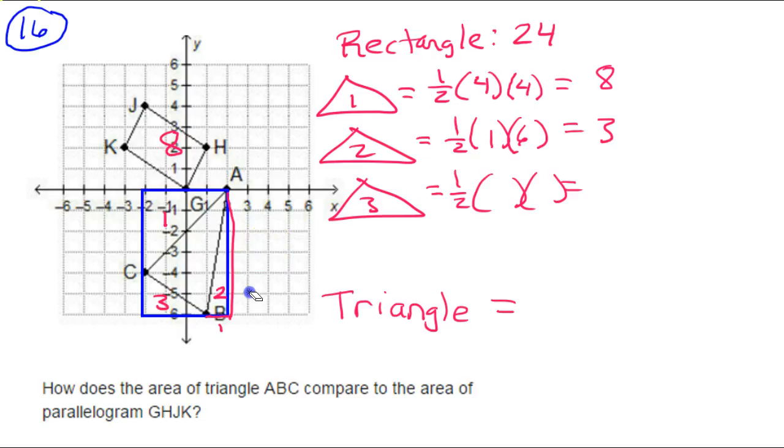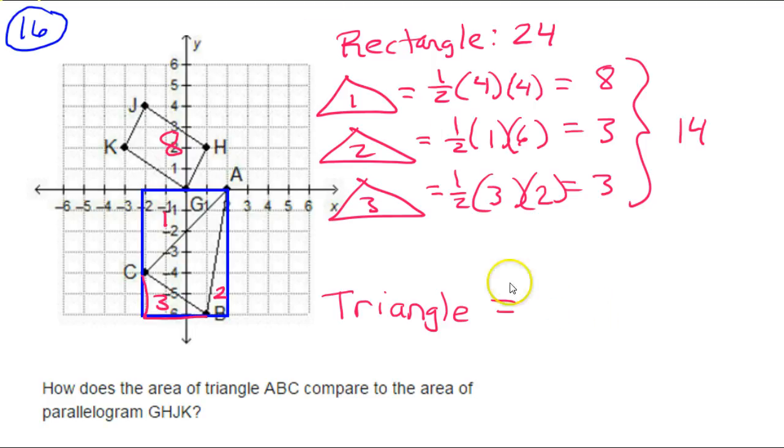Now the last triangle, triangle 3. The base of triangle 3 is 3, and the height is 2. 3 times 2 is 6. Half of 6 is 3. Okay, add all those up. That's 8 plus 3 plus 3, that's 14. Okay, I didn't mean to write just 14 down like that.